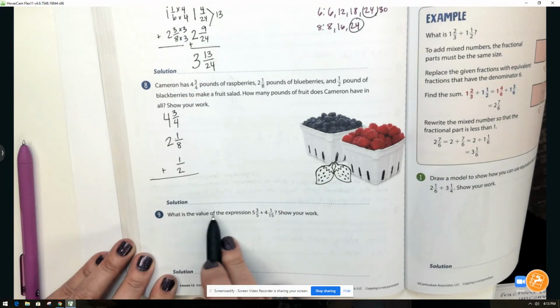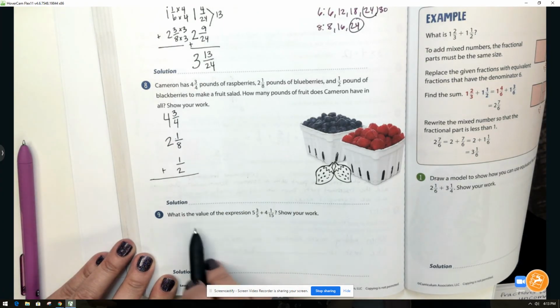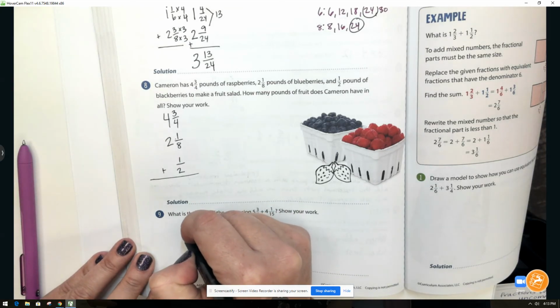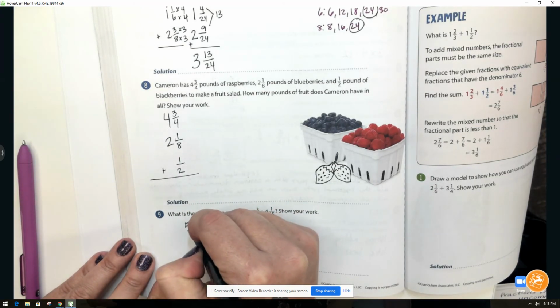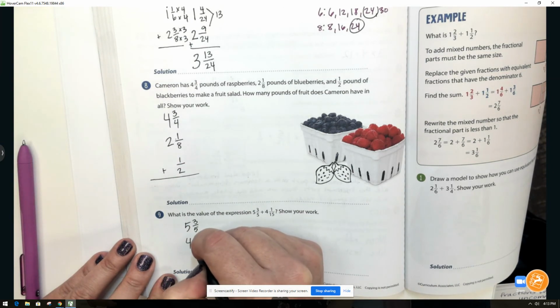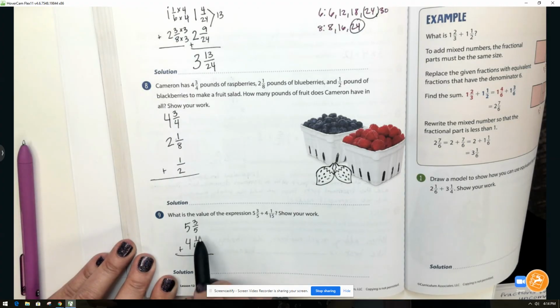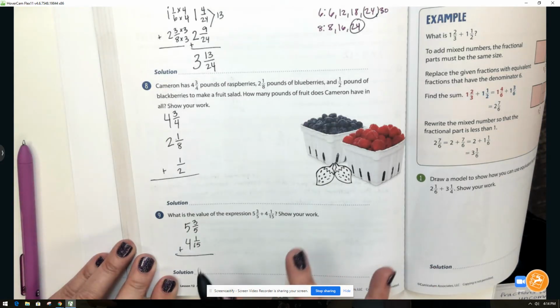And then finally, what is the value of the expression 5 3/5 plus 4 1/15? Again, you're going to write it in sandwich formation, as long as this is your best method. And then you're going to find a common denominator and then do the problem all the way out.